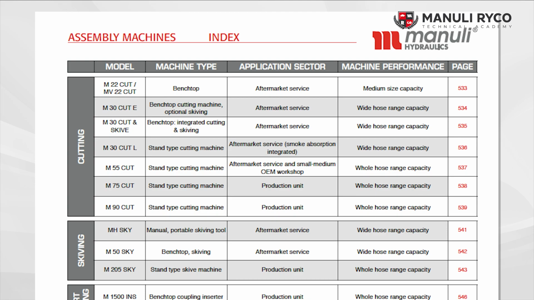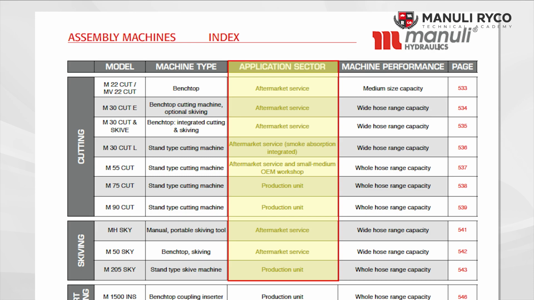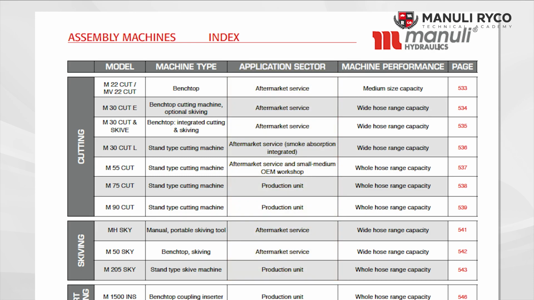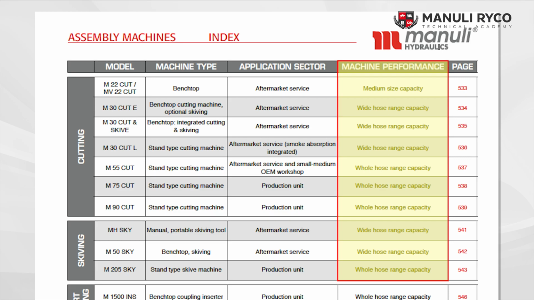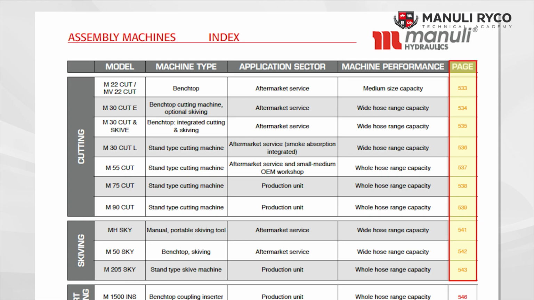Each category has the machines further subcategorized by type, for example benchtop models and floor standing models, by application, for example aftermarket service or production, and by performance rating, for example level of crimping force or cutting capacity. Each item can be located using either the page reference provided or using the bookmarks tab as usual.